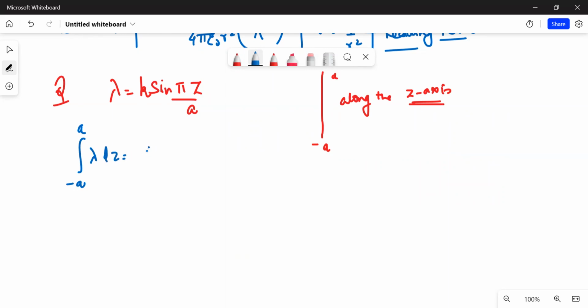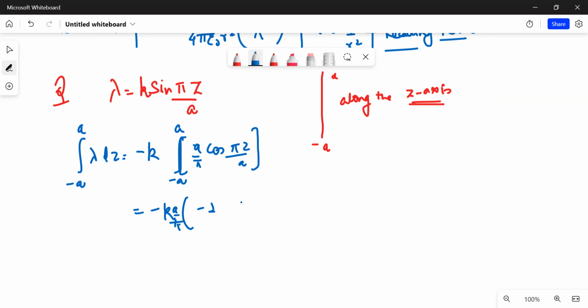No, let's look at the integration. I will get k, from minus a to plus a, and sine pi z upon a integrates to a upon pi, and then cos pi z upon a. Is that clear? And there is a negative sign also. So I'll get minus k, and at a, cos pi is minus 1, and at minus a, cos minus pi is also minus 1. So overall, your monopole term would be 0 because the total charge is 0.